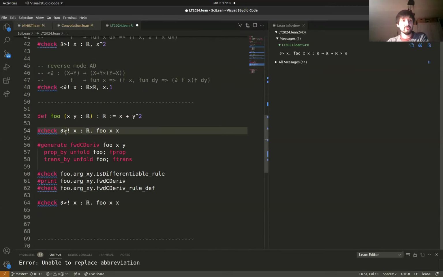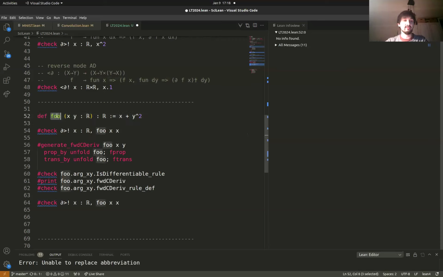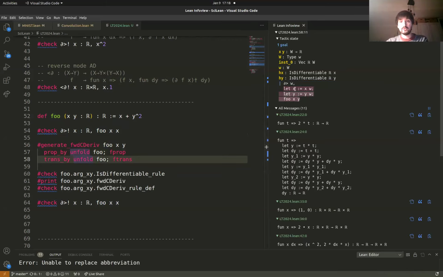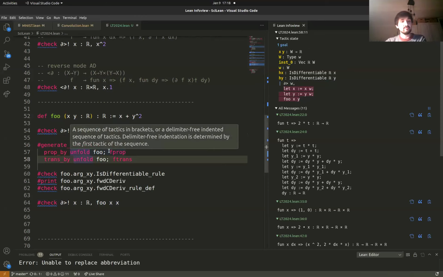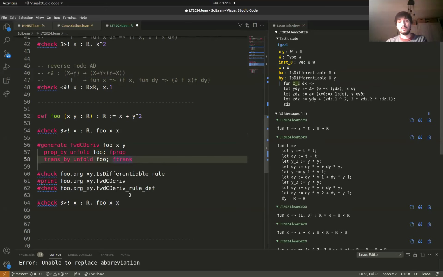What is necessary is to write down all the theorems saying that this function is differentiable and that the derivative of foo is something. Rather than writing it yourself, there is a command to generate a forward derivative of the function foo with respect to x and y, and it gives you two goals. It asks you to first show that this function is differentiable, and then to compute the derivative. This can be done simply by unfolding the definition of foo and calling fprop or FTrans.